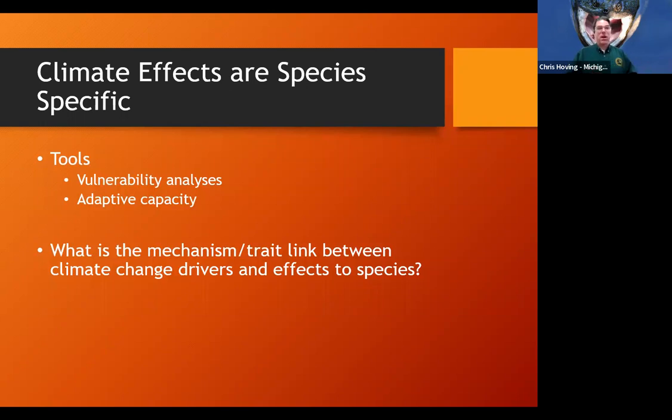And Marta talked a little bit about this yesterday. There are tools that look at vulnerability analysis or that focus in on the adaptive capacity part of vulnerability analysis. But the key here is that these tools try to link the mechanism or the trait or some aspect of the species biology or life history to climate change drivers to give managers a sense of what they actually need to do to help that species. And so I'm going to run through some examples of that.